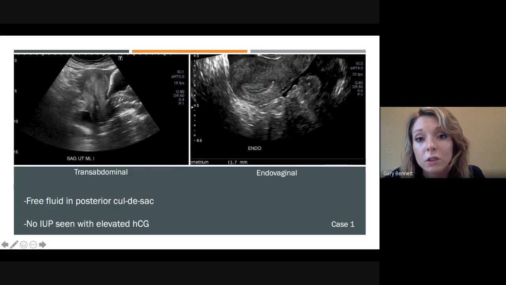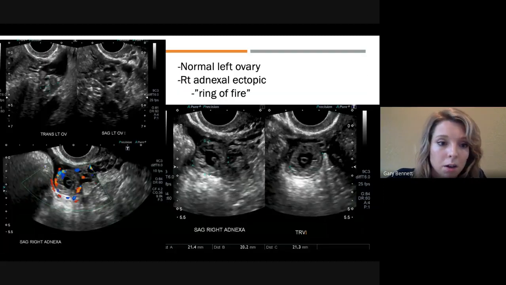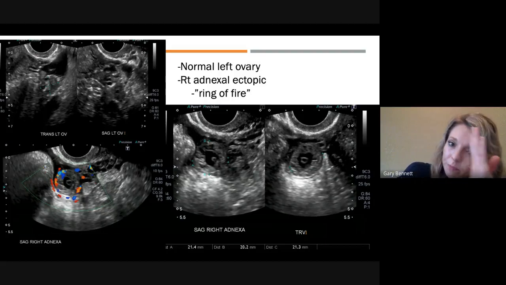You can see this fluid a lot better. You can see that it has debris within it, which is going to be super concerning for blood. With this much fluid, this patient is almost definitely bleeding somewhere. So these are very concerning findings on a patient with a positive HCG. Let's keep looking here.